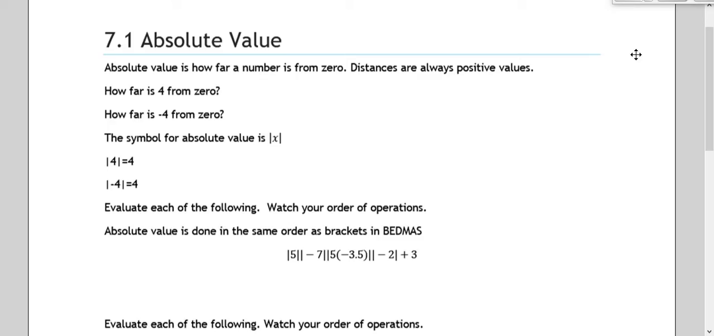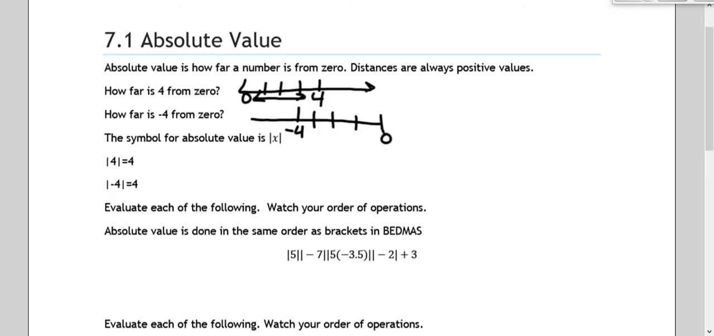So if we look at 4 on a number line, and let's say that this is 0, 1, 2, 3, 4. It is 4 units from 0. But if we look at -4, 0, 1, 2, 3, 4, it is still 1, 2, 3, 4 units away. So this is called the absolute value.